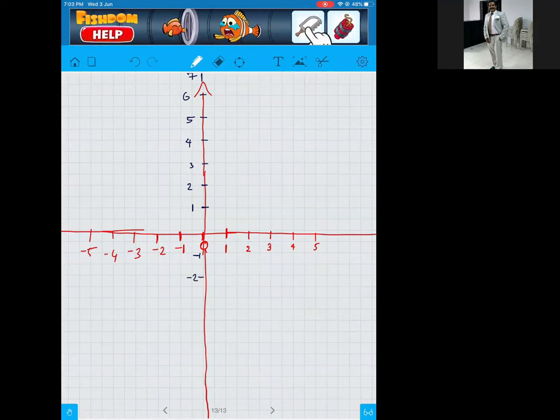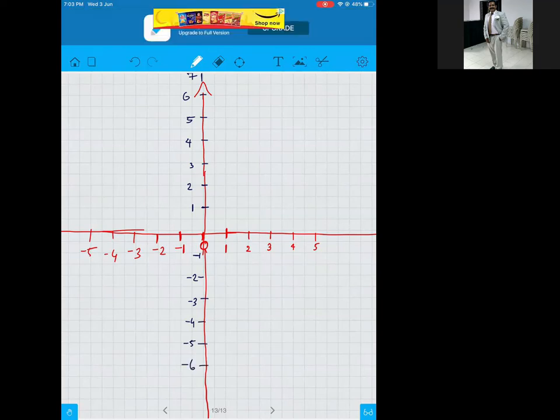-1, -2, -3, -4, -5, and -6. Okay, then input the values. So this is our x coordinate, and this is our y coordinate. So as x varies, y also varies. Correct?